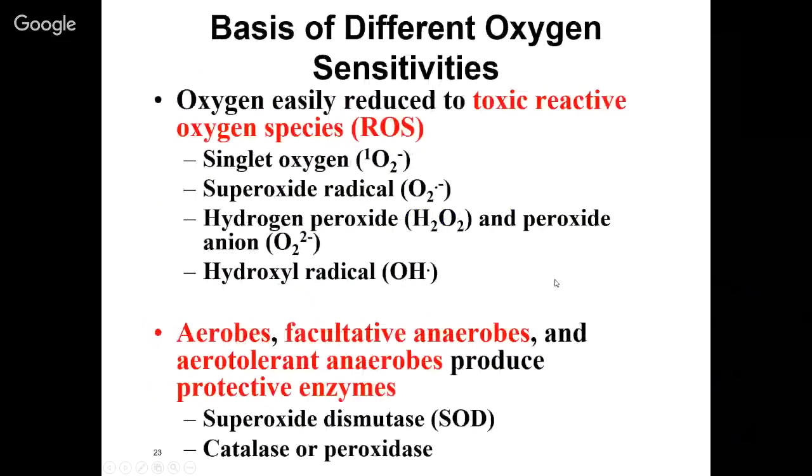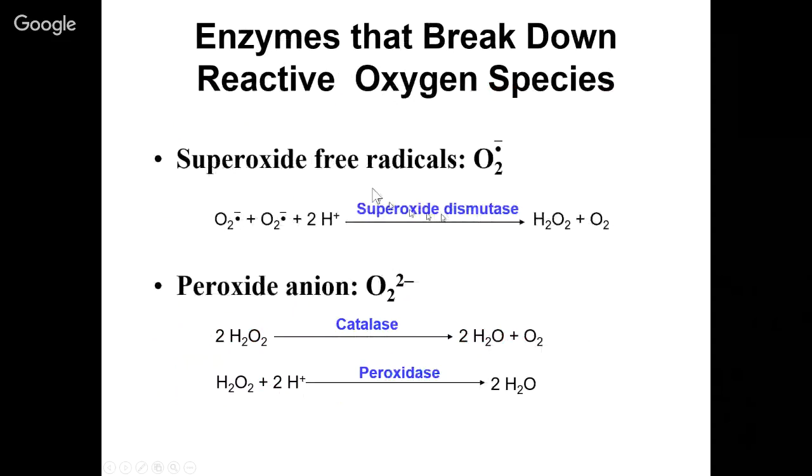And then the next one just shows what's going on. So superoxide free radicals: O2 minus plus O2 minus plus 2 H's. Superoxide dismutase creates hydrogen peroxide and 2 oxygens, a dimer of oxygen. And it's just showing these reactions. Catalase is cutting them apart. Peroxidase is cutting them apart.